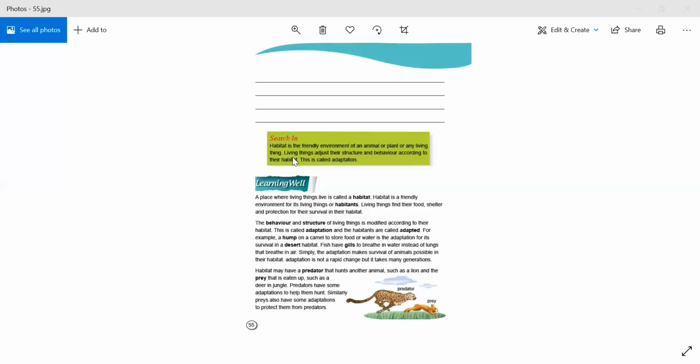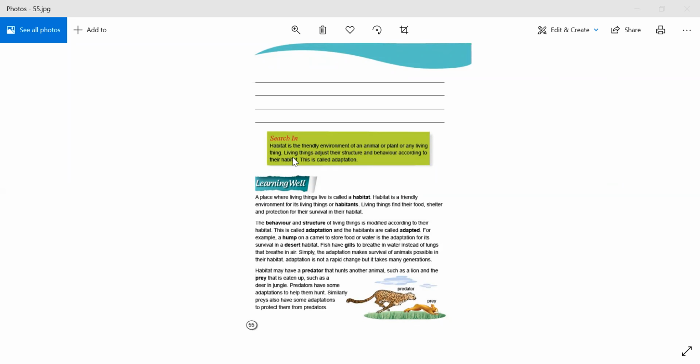Habitat is basically an environment where living things or habitants, those living things which used to live in the specific habitat, have their specific environment. They are called habitants. And we are living things, same with the animals, same with the plants. They need their food, they need their shelter, they need their protection, okay, for their survival. Where, beta? Obviously in their habitat. In their habitat, what do living things used to find? They used to find their food, their shelter, and their protection.